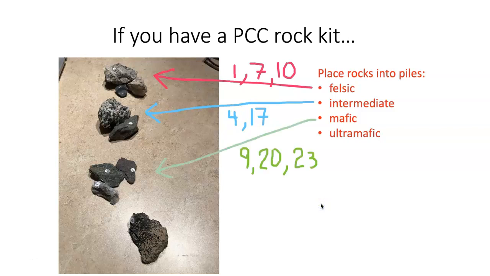The mafic ones are 9, 20, and 23. Number 9 is a special one called an anorthosite, and we'll talk about that in a bit. It's mostly calcium plagioclase, so it looks light colored, but it's a mafic rock. And then finally, those green crystals on the edge of number 21 are ultramafic. Those were those olivine crystals I was talking about.